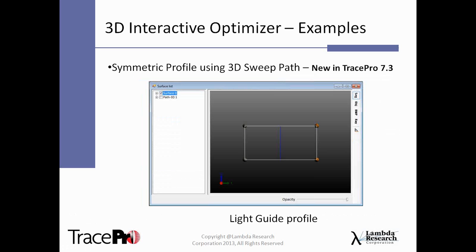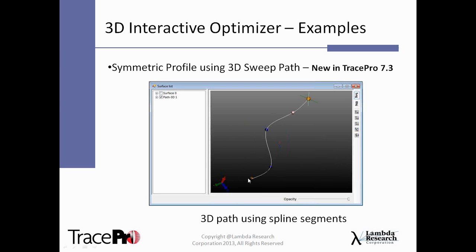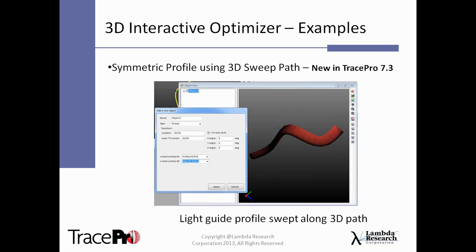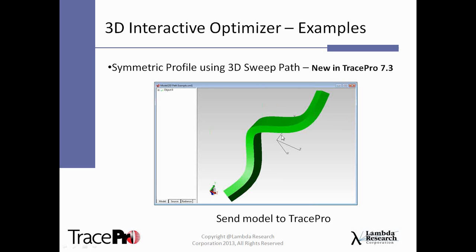Now, a new feature in TracePro 7.3 is the ability to define a 3D sweep path. So we can take this light guide profile, but now we can define a 3-dimensional sweep path in X, Y, and Z, and we'll sweep that profile along that path. So it gives you an extra degree of freedom for your sweep paths. The procedure for making the object is the same. We choose our sweep type, we choose the surface, the profile that we're going to use, and then the path. And when I send that over to TracePro, here's the resulting light guide swept along a 3D space.